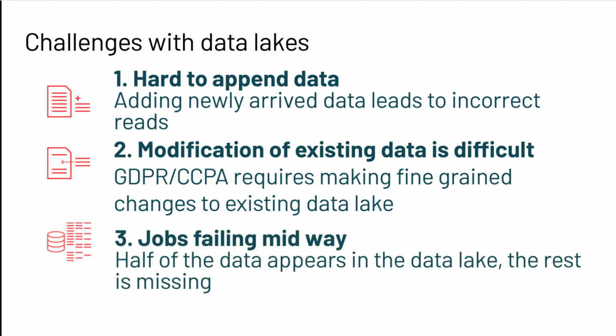Third, we've got the issue of jobs failing midway through. So if you have a streaming job and it fails, the cluster goes down, and then months later when you're trying to access the data, it turns out only half the data is there. It can be really hard to tell even if you're working with a corrupt record.